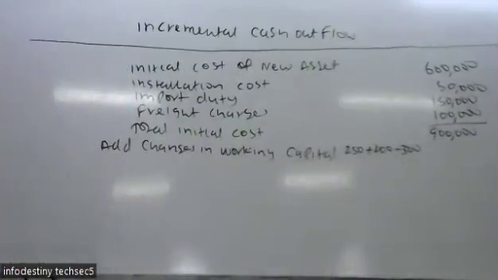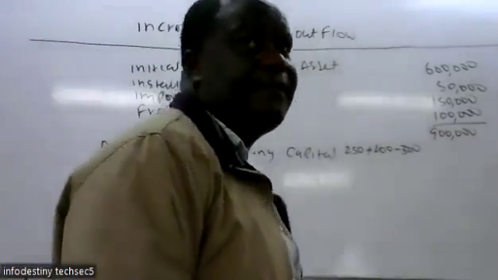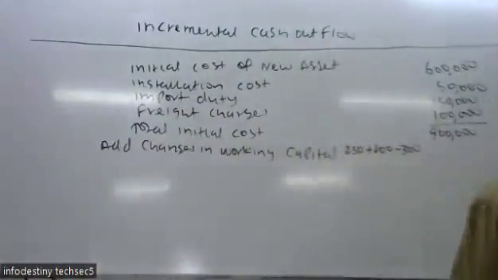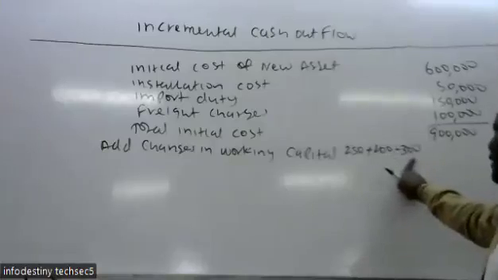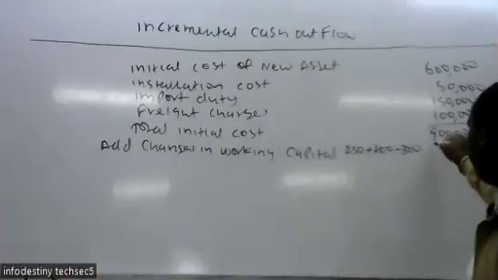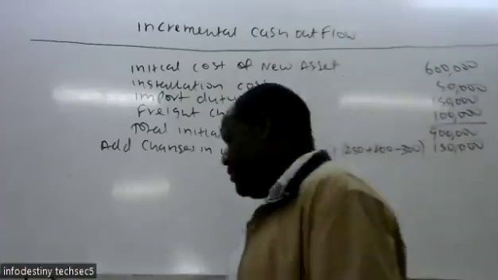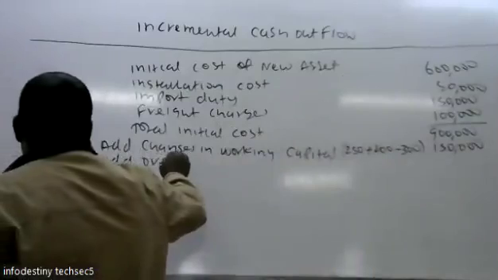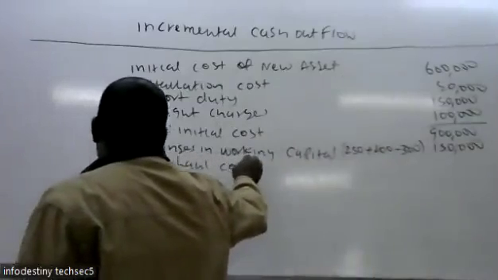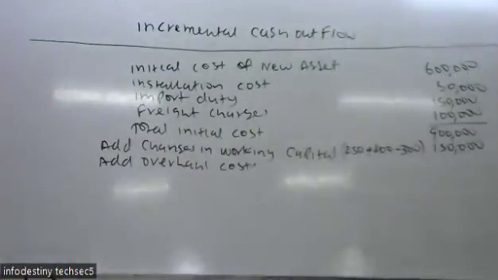It is how much? 150. This is 250 plus 200, then we minus 300. So it is 150. It is meant to be 150,000. Then we shall also be required to add the overhaul costs.